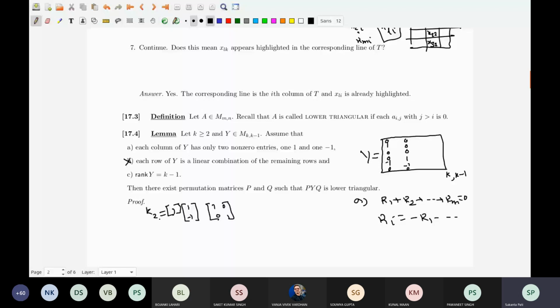So now suppose k is greater than 2. So let k be greater than 2. Now what? Each column of y has two non-zero entries. Okay. And the rank of y is k minus 1. Okay.